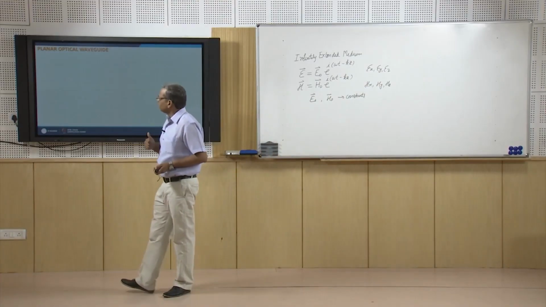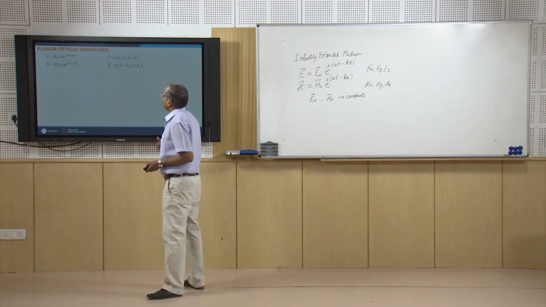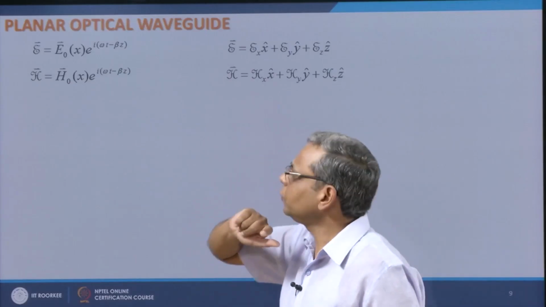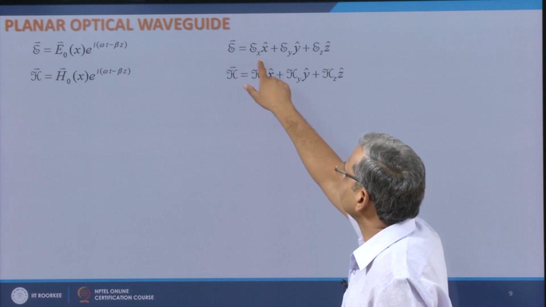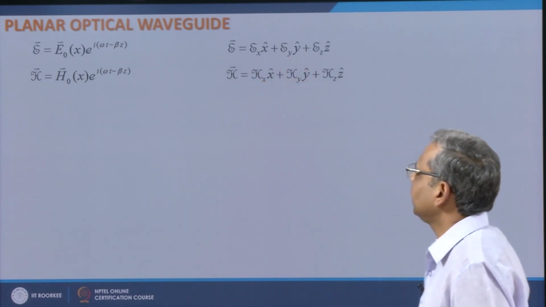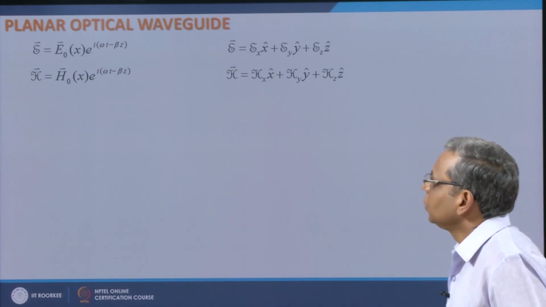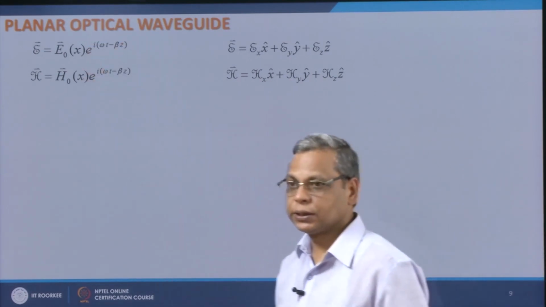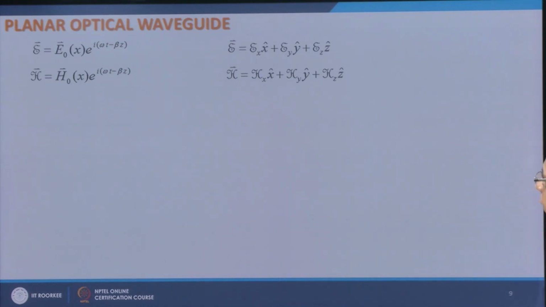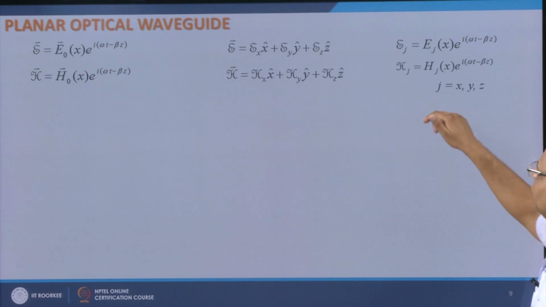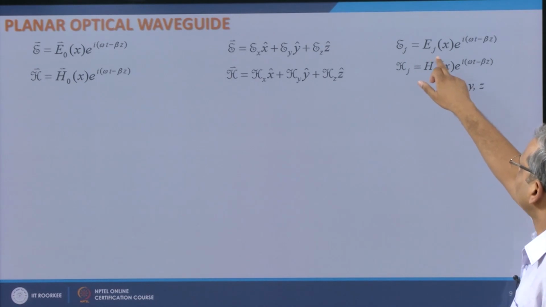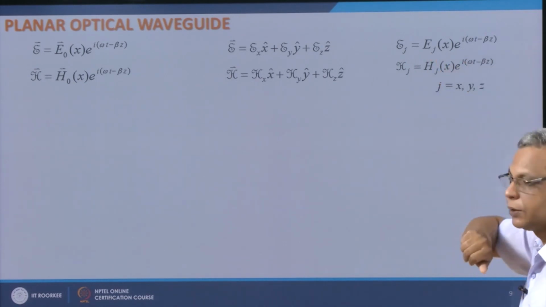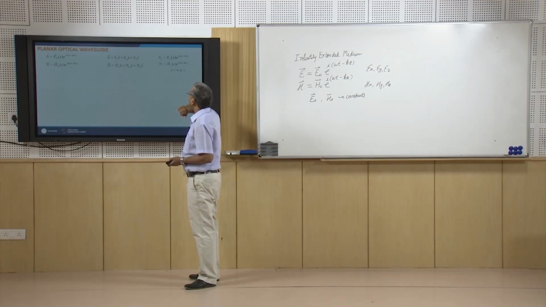So, I have the solutions here, and do not forget that I have vector signs here, which means this E is nothing but Ex x cap plus Ey y cap plus Ez z cap, and similarly H. So, basically I have 6 such equations, 3 in E and 3 in H. If I write down the components of this, then I can write them as Ej is equal to Ejx e to the power i(omega t minus beta z), and similarly Hj, where j can be x, y or z.